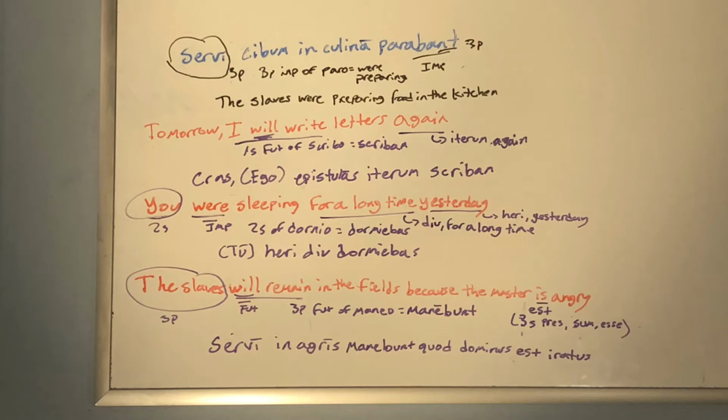Translating this entire sentence is as follows: Servi in agris manebunt quod dominus est iratus. Something that I kind of said before: if there's a subject there, servi is the subject of the sentence. You can't have a pronoun there. Like, you can't have "the slaves, they will remain." Since there's a subject there, you have the subject. You cannot have something be implied by the ending. You can't have a noun be implied by the ending of the verb. You can only have pronouns be implied by the ending of the verb.